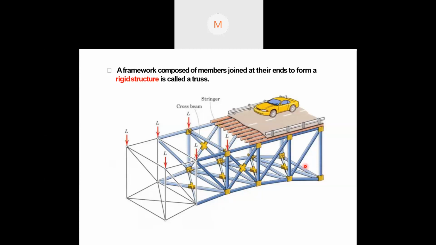Just look at it. Try to imagine. Have you seen these frames? These are very much prevalent in civil engineering works, right? So this kind of frames are known as trusses.